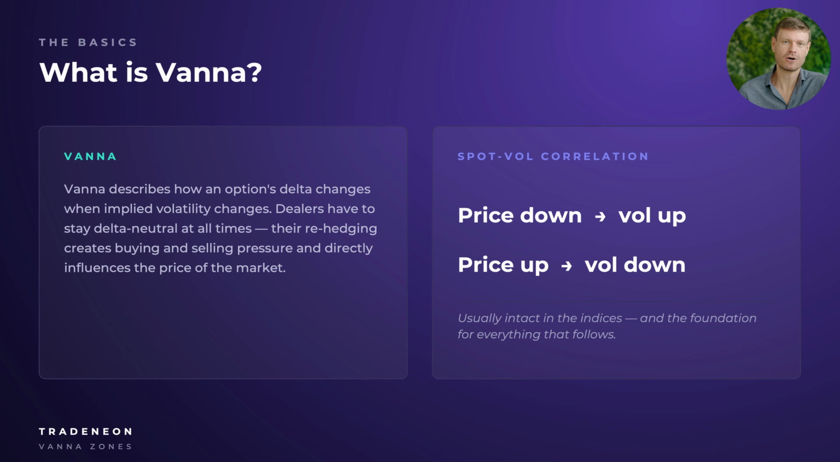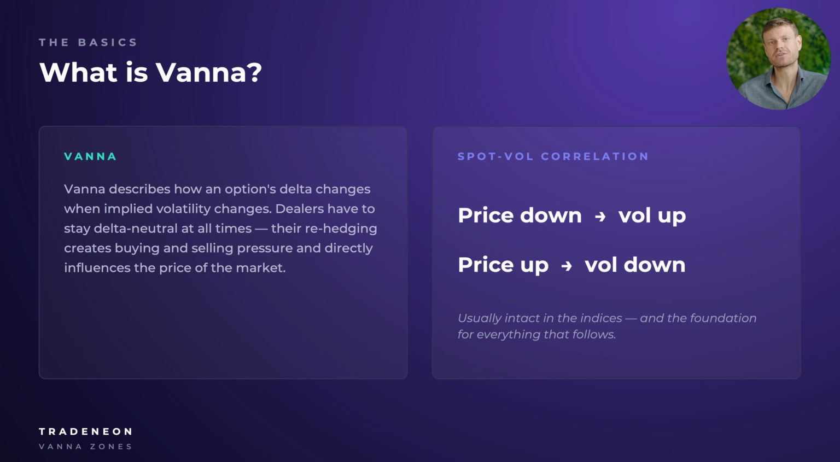Vanna describes how an option's delta changes when implied volatility changes. Sounds abstract at first, but it's crucial because the market makers, the option dealers, have to keep their positions delta neutral at all times. When volatility moves, their delta shifts and they have to buy or sell the underlying to get back to neutral. It's exactly this re-hedging that creates buying and selling pressure directly in the market. So, through this mechanically forced trading, the market makers directly influence the price of the market itself.